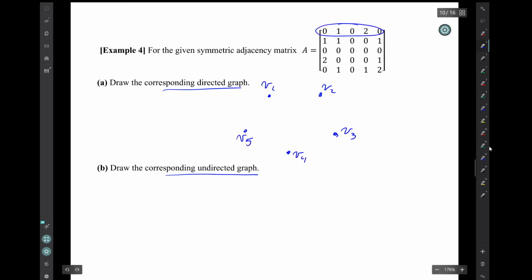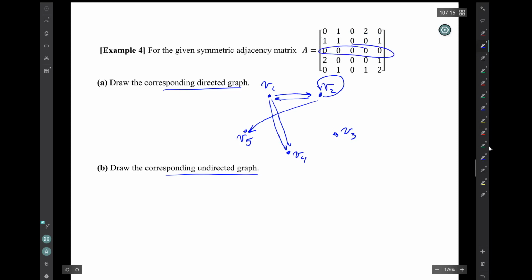This row tells us that there's an arrow from vertex 1 to vertex 2 and 2 arrows from vertex 1 to vertex 4. This row tells us there's 1 arrow from vertex 2 to vertex 1, 1 arrow from vertex 2 to itself, that's a loop, and 1 arrow from vertex 2 to vertex 5.